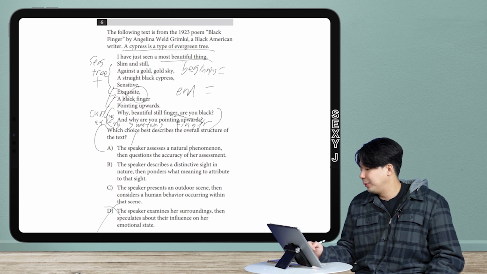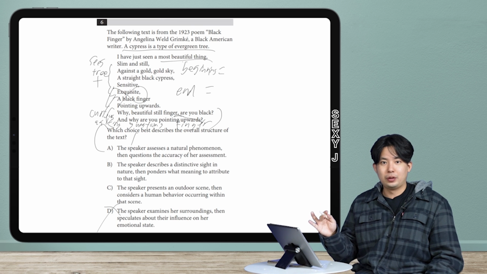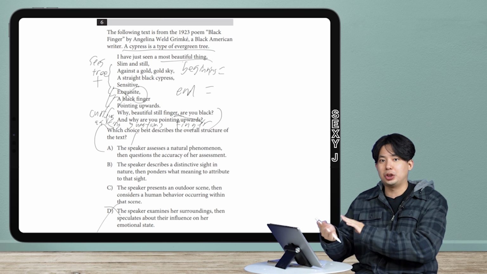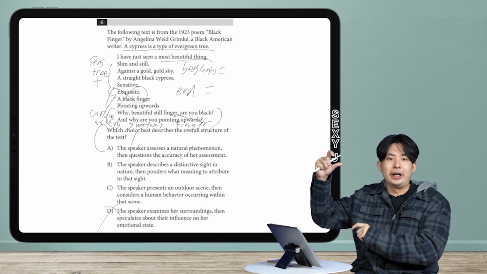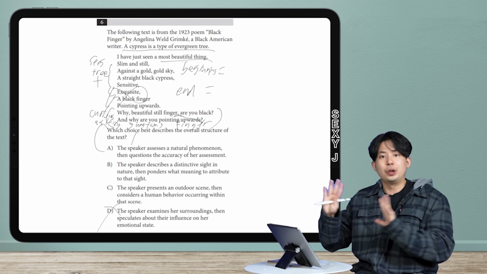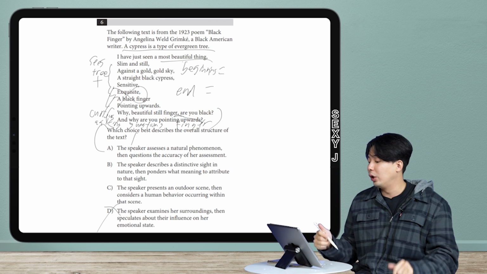And then D, examines the surroundings. All of them work, right? So if I feel like all of them work in the structure question for the first half, you're probably reading it right. You don't have to be like, oh, maybe there's some little difference that I forgot to catch. Nope, you're probably right on all four, okay?